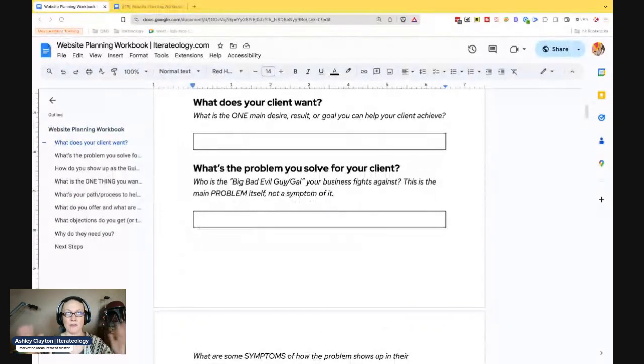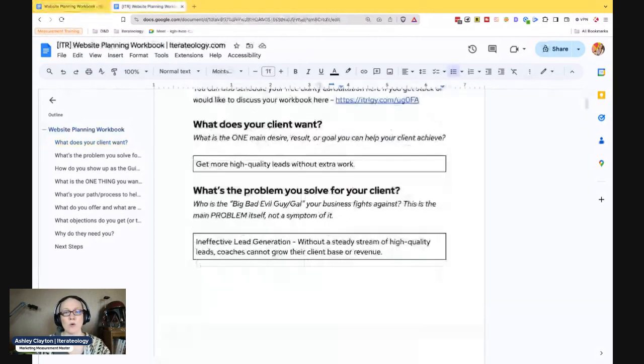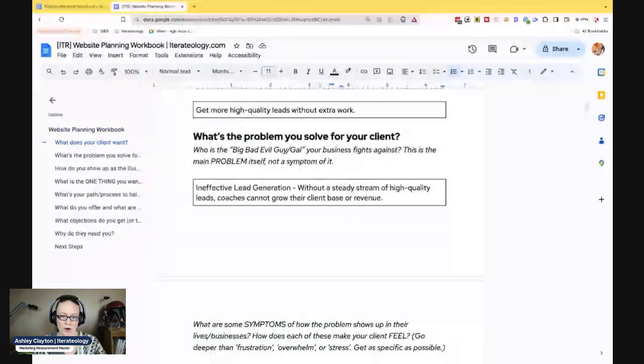This isn't all of the things you can do. I really want you to focus on the one core offer that you are promoting now, or that's driving 80% of your business. If you don't know what's driving 80% of your business, that's a different discussion, and we can set up a time to talk about how you can get to that. But ultimately, it's what does your client want? So for mine, my clients want to get more high quality leads without extra work.